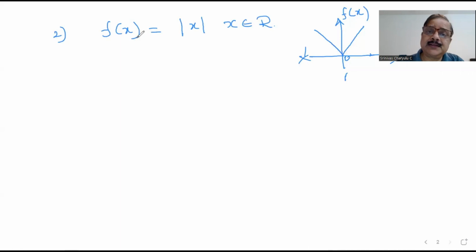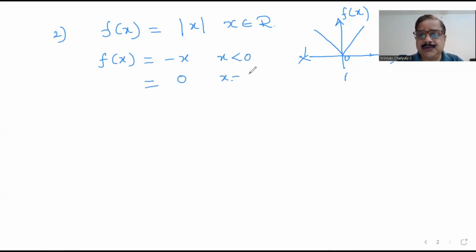So what does f of x is equal to mod x mean? f of x is equal to minus x as long as x is less than 0. f of x is 0 at x is equal to 0. And f of x is x when x is greater than 0. This is the definition of f of x. f of x is equal to minus x, f of x is equal to 0, f of x is equal to x. This is the definition of this.